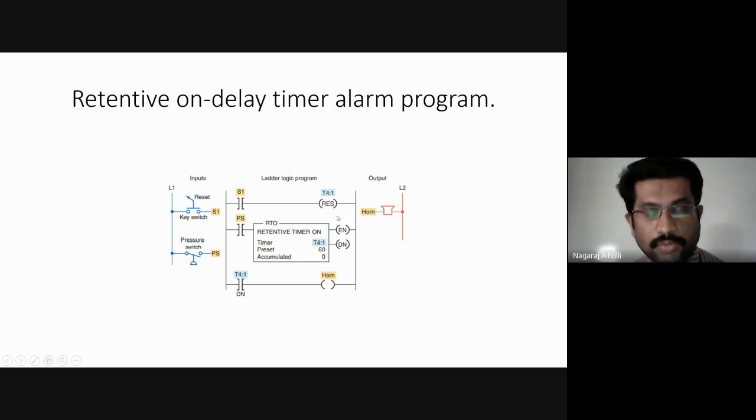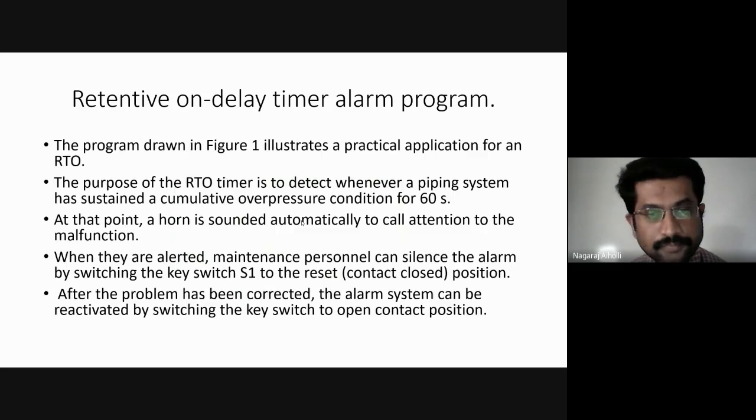Once the horn stops blowing, the maintenance person will attend this system. He will rectify the problem, and again he will release the switch, so that the system is restored and will again start to function if there is excess pressure in the piping system. This is a small program which illustrates the overpressure condition in the pipe. This program illustrates a practical application for a retentive on timer.